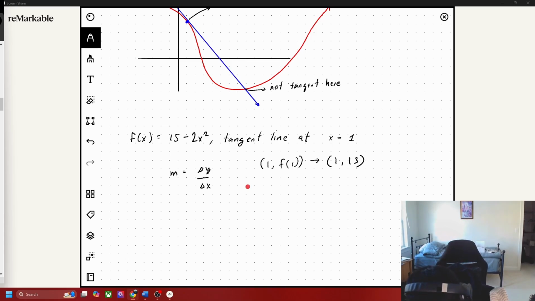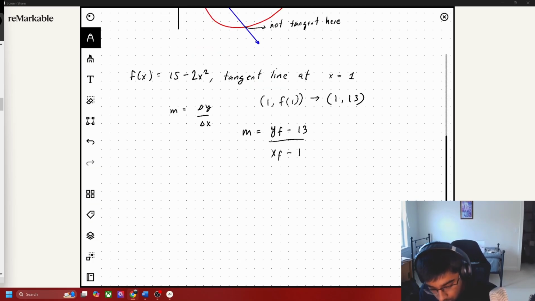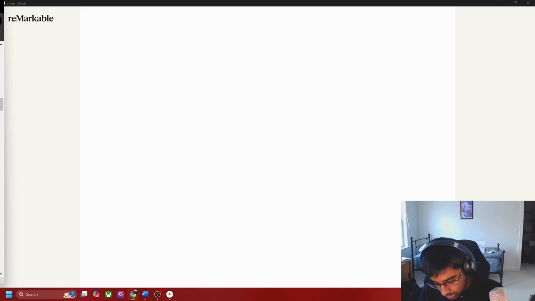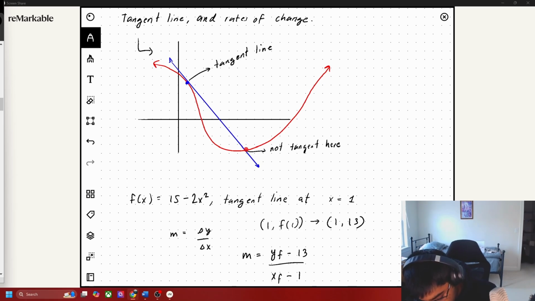So it's going to be m equals y final minus 13 divided by x final minus 1. This is what we have here. Now with this, we can find what's essentially the secant line, which is basically this line here, because it intersects 2 points on a graph, and that means it's a secant line.